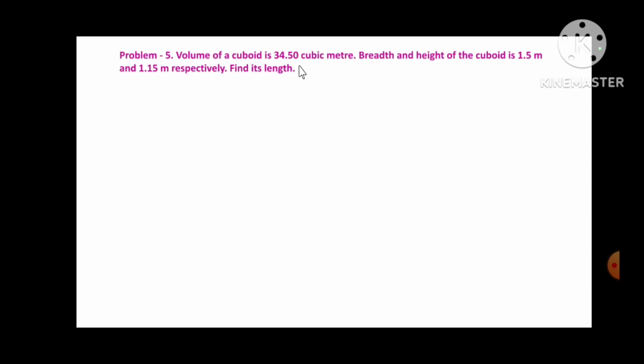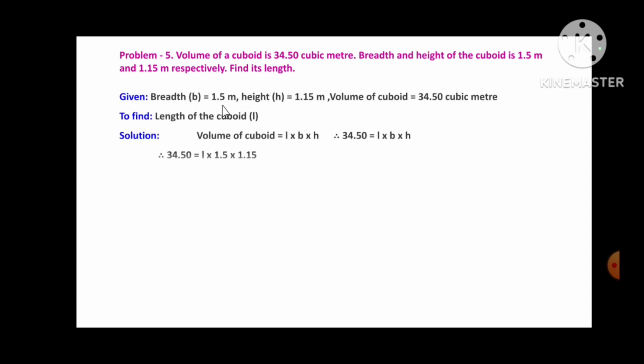Let us see the next problem, number 5. Volume of a cuboid is 34.50 cubic meter. Breadth and height of the cuboid are 1.5 meter and 1.15 meter respectively. Find its length. Friends, here it is given that breadth B is equal to 1.5 meter and height H is equal to 1.15 meter and volume of the cuboid is 34.50 cubic meter. We have to find out the length of the cuboid, L.